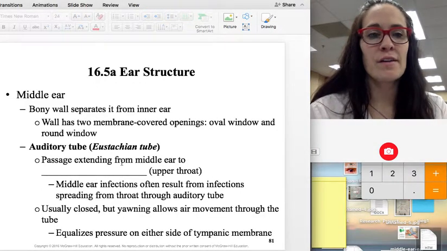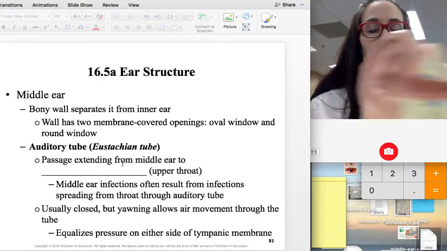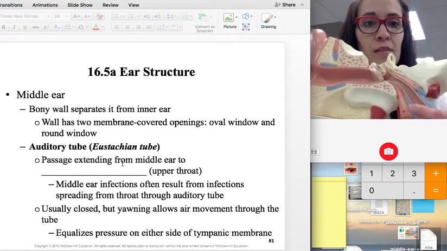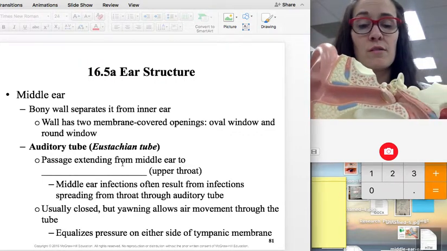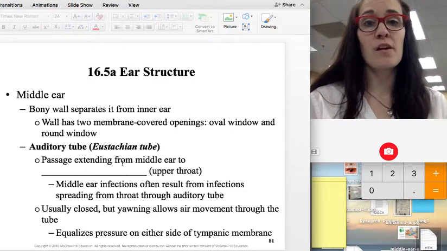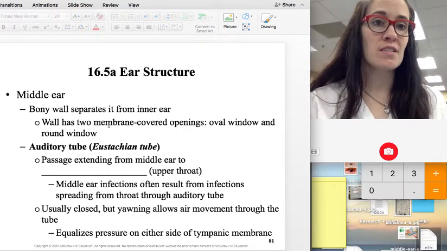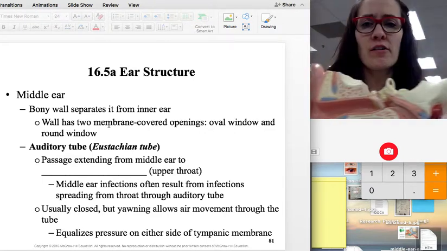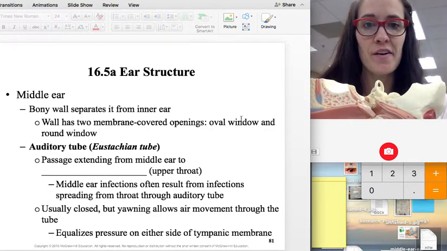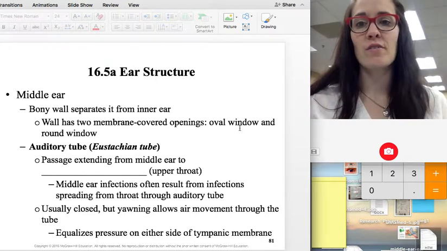The middle ear is after that point, and it includes the three internal ear bones and the eustachian tube. What separates the middle ear from the inner ear is two areas called the oval window and the round window.